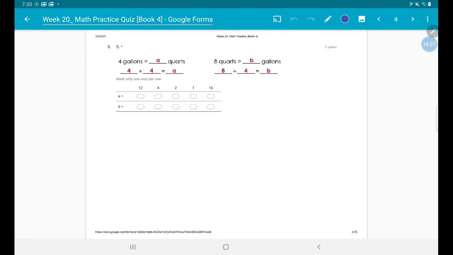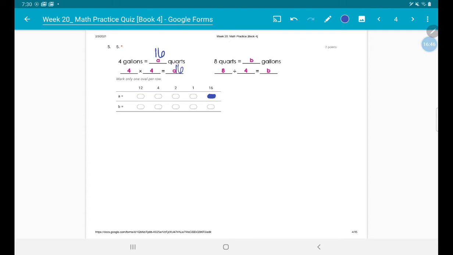It takes 4 quarts to make a gallon. So 4 gallons times 4 quarts. 4 times 4 is 16. So 4 gallons equals 16 quarts. A is equal to 16.